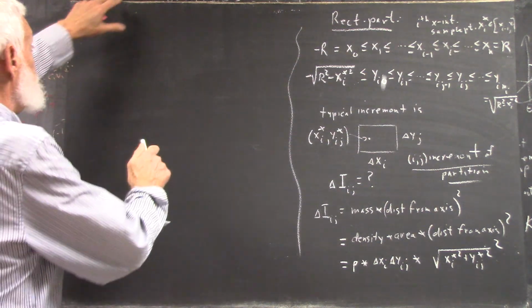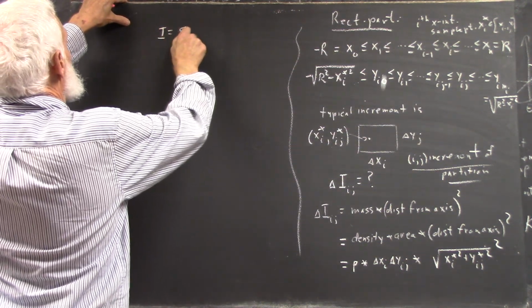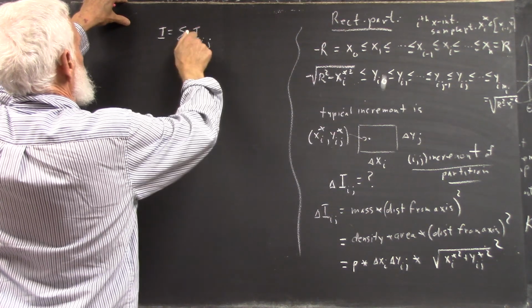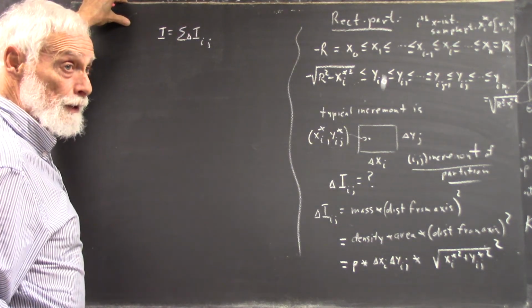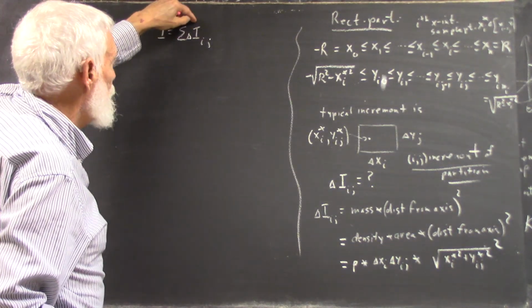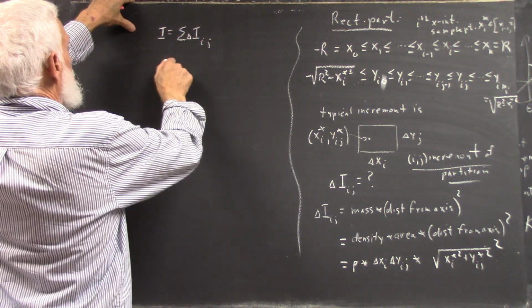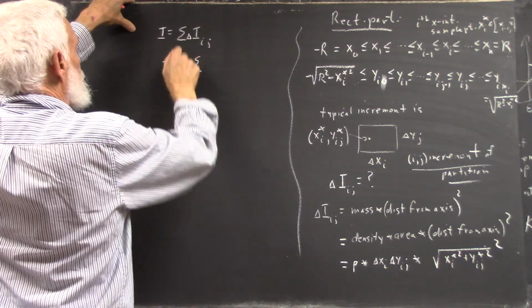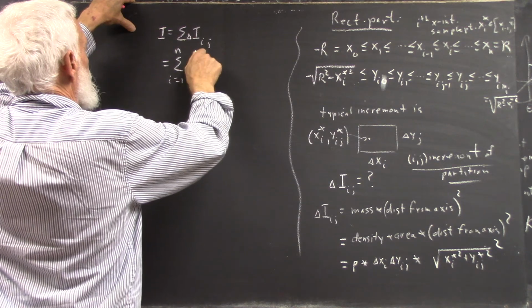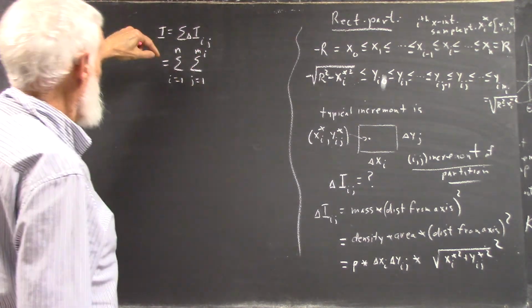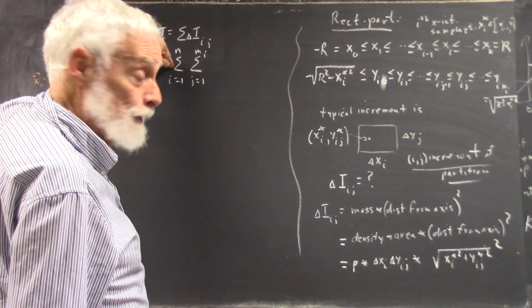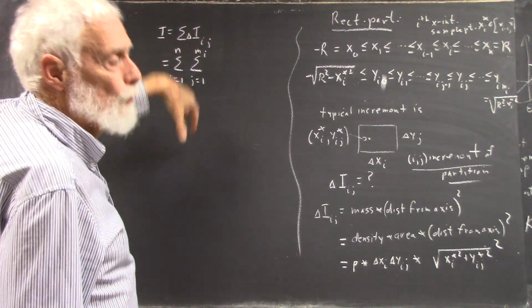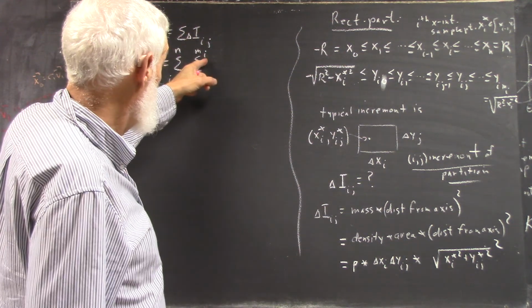Okay, so your moment of inertia is the sum of your delta I sub ij's, right? Which then is a double sum from i equals 1 to n, from j equals 1 to m sub i. Just for every x value in this partition, you'll have a different set of y values in that partition. So you got to have the i.